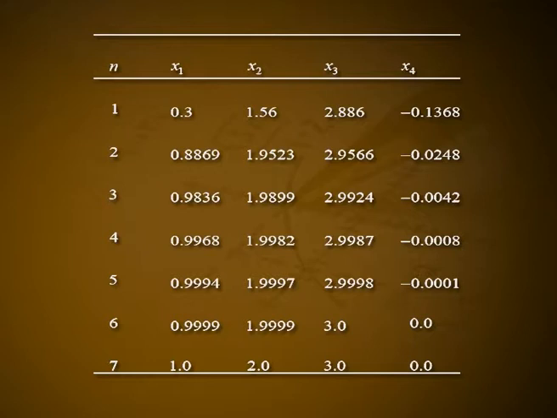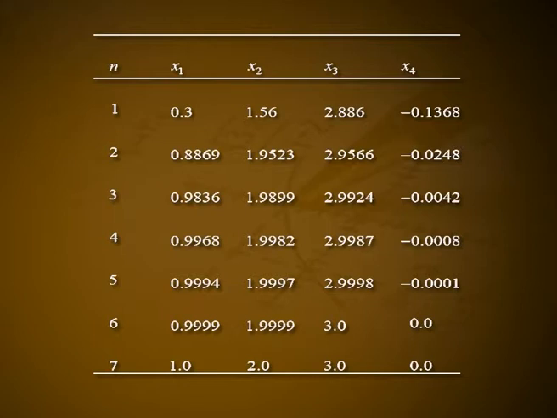From table 2 of Gauss-Seidel method, the second approximation values are 0.8869, 1.9523, 2.9566 and minus 0.0248 for the variables x1, x2, x3 and x4. By third approximation, the values of x1, x2, x3 and x4 are 0.9836, 1.9899, 2.9924 and minus 0.0042.